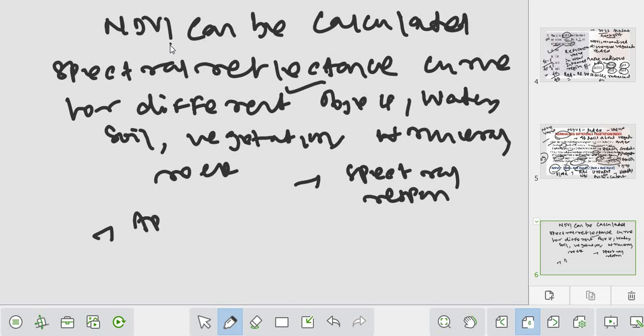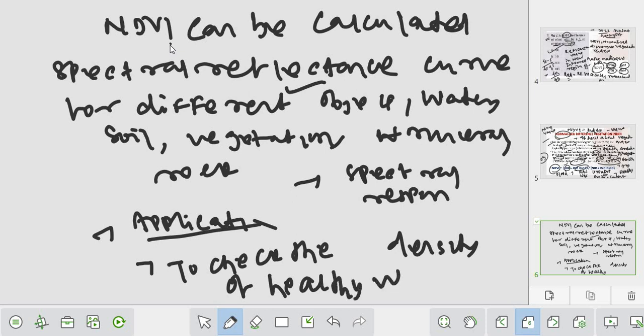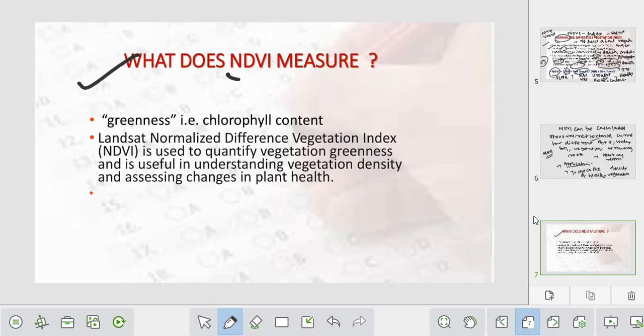To determine application क्या है NDVI का? NDVI का application is to check the health condition of vegetation or to determine the density of healthy vegetation. Okay. You can also write in the GSI mains examination if the question asked in the short note, जैसे NDVI का concept आ गया short note पे, you can write all those application and what is the exact meaning of NDVI. Okay. What does actually NDVI measure क्या करता है अभी बताया. It measures the greenness or health condition or healthy vegetation.